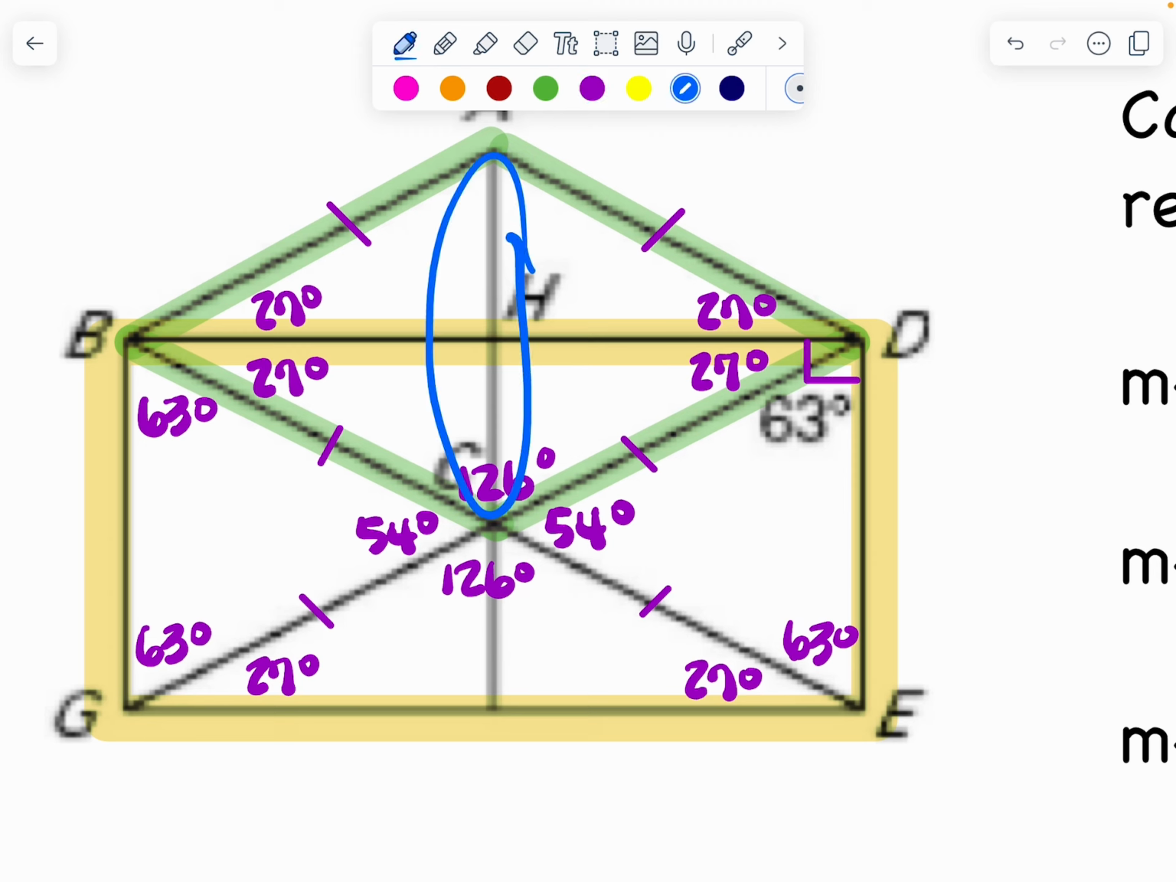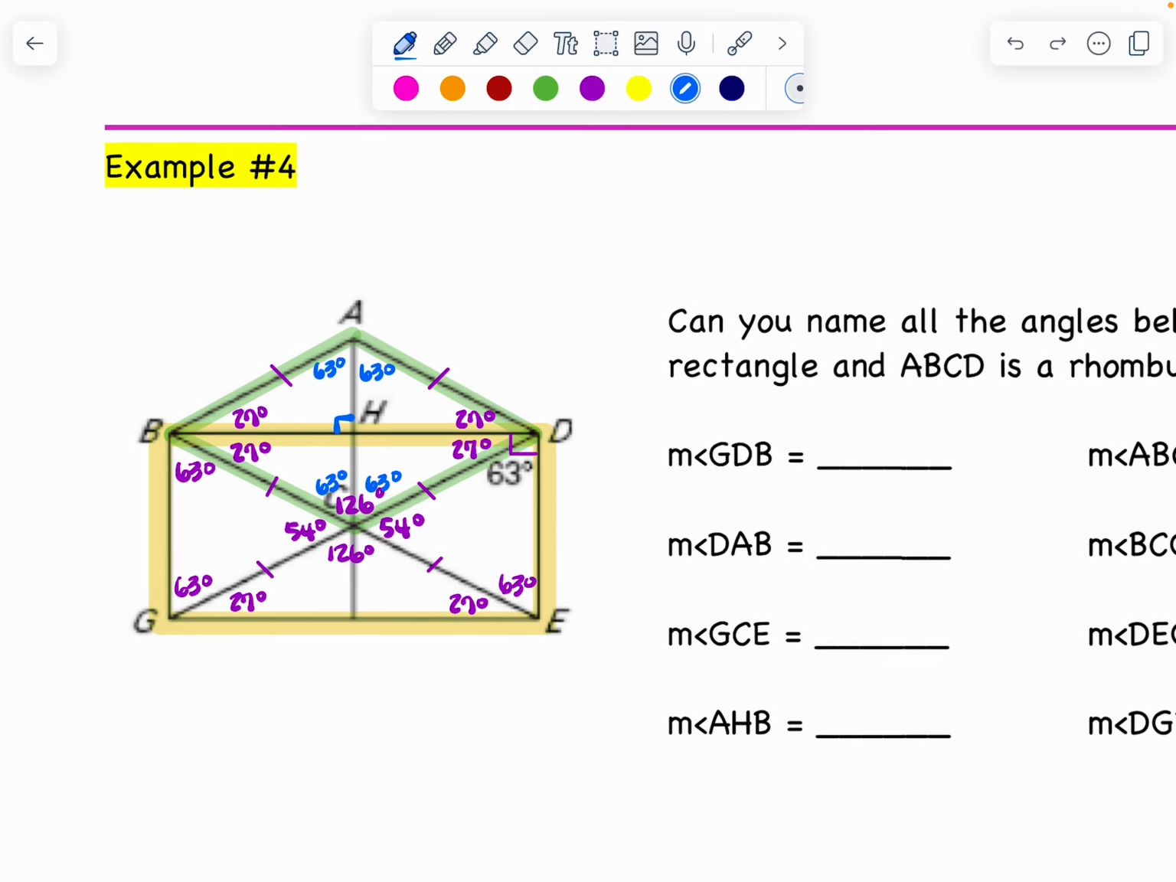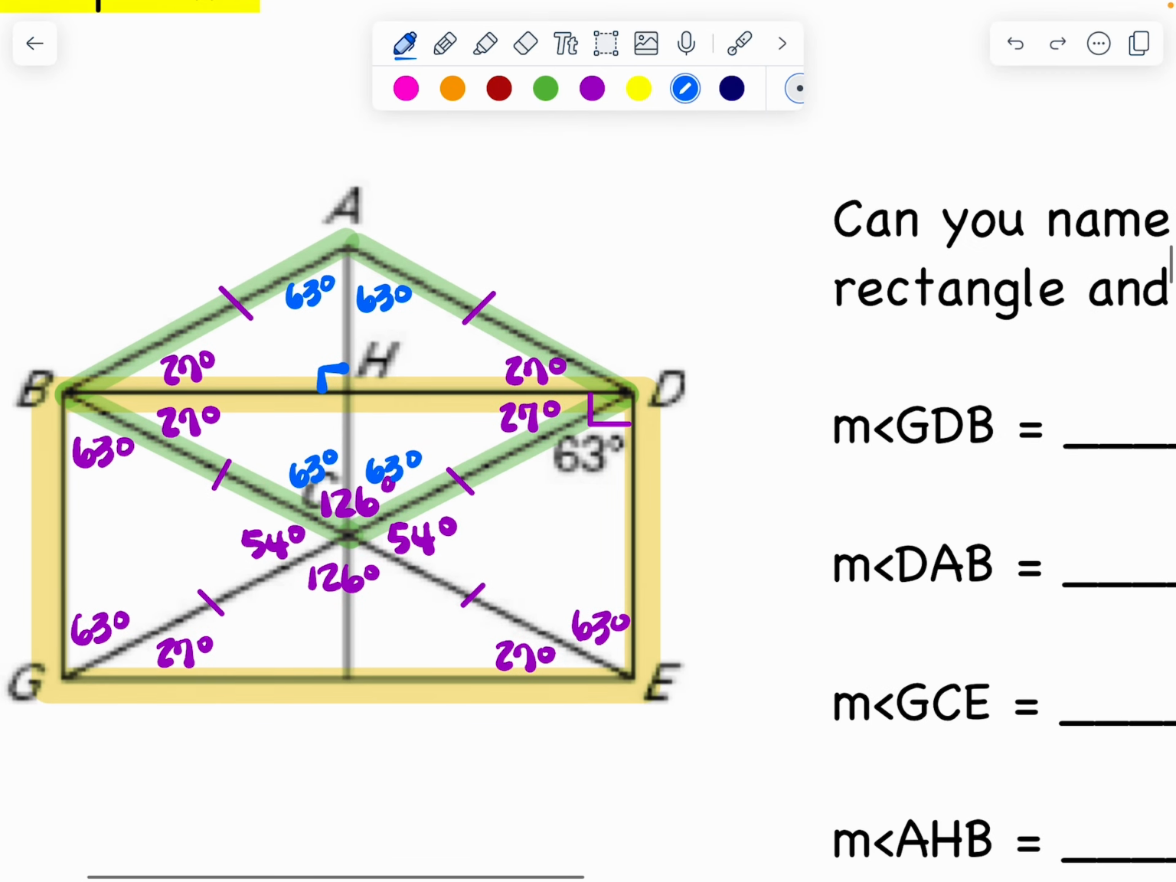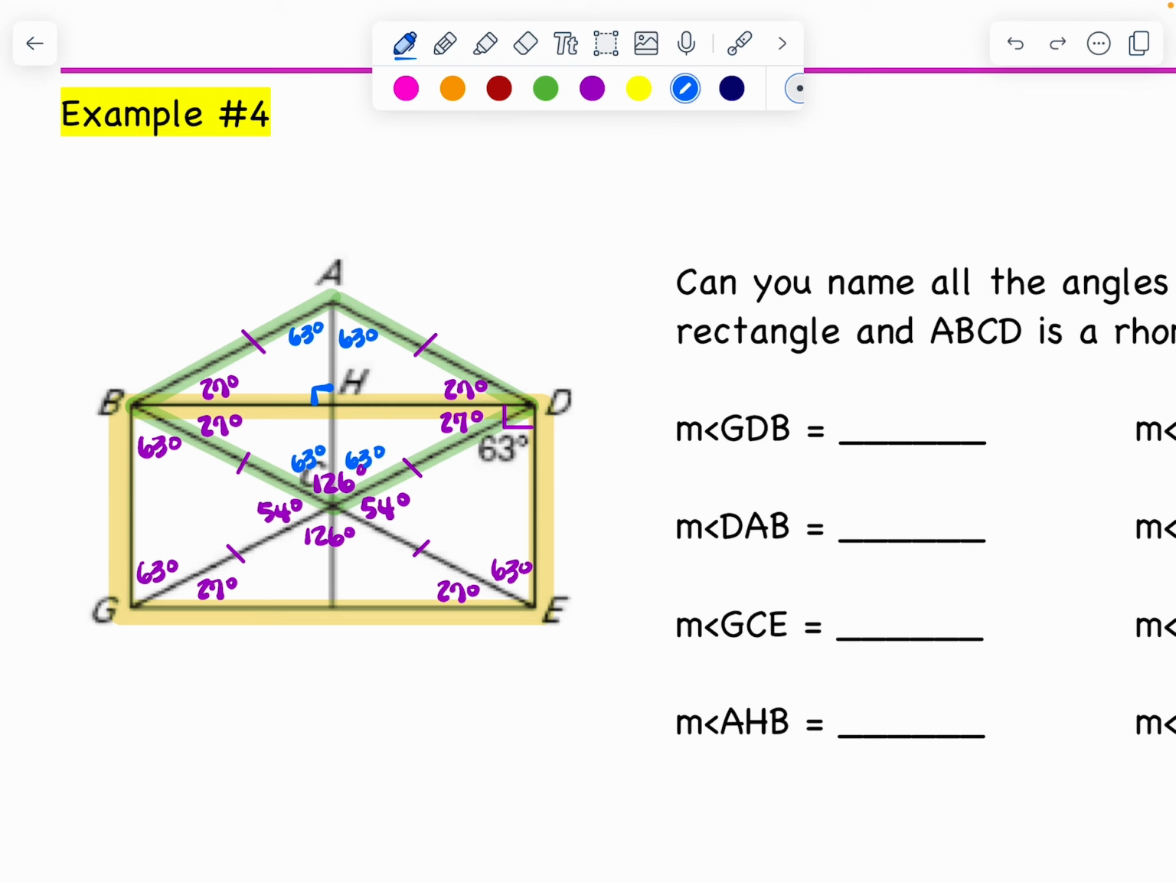We can just prove that a million different ways. And then I know this other diagonal right here is bisecting the angles. So that 126 is being split in half. So I know this is 63 and 63 because that 126 right there is being split. And then don't forget, of course, that the diagonals are perpendicular to each other. So all these guys here in the middle are 90 degrees. Look at that. Look at all these crazy angles, right?